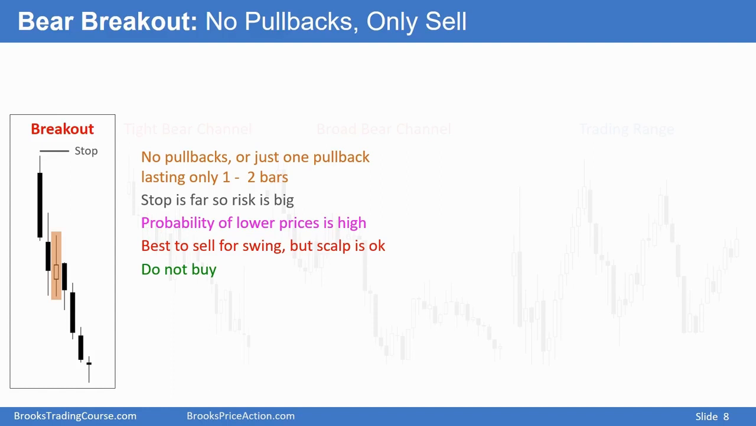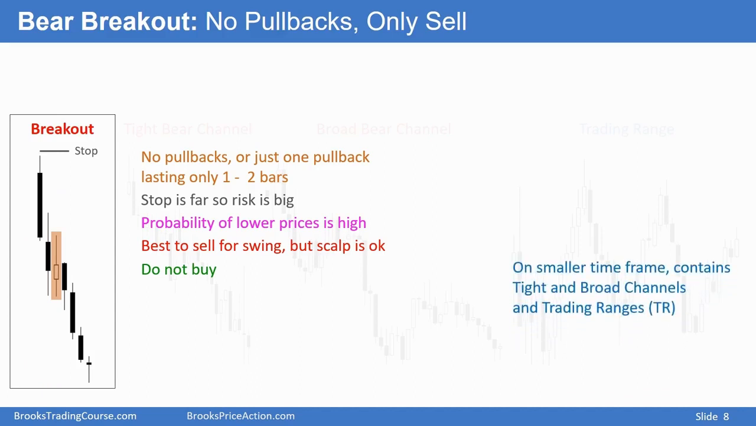On a smaller time frame chart, there are pullbacks and it's a tight bear channel. And if you go to an even higher time frame chart, it would be a broad bear channel and a trading range. And on a high enough time frame chart, there would be even bull trends in it. So let's say this is a weekly chart. And if I looked at a 60-minute chart, there was probably a bull trend in here lasting 2 or 3 days. On a small enough time frame chart, the market may even be always in long. But if this is the chart you're trading, you only want to sell.